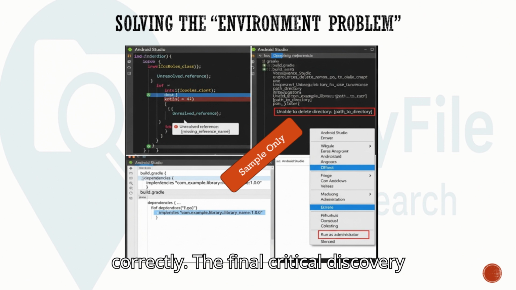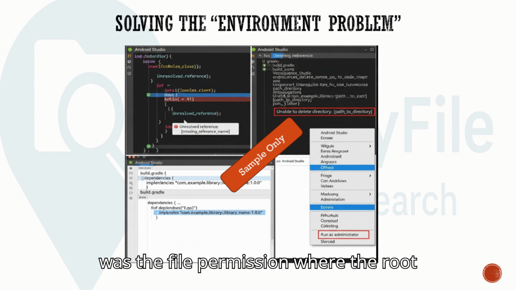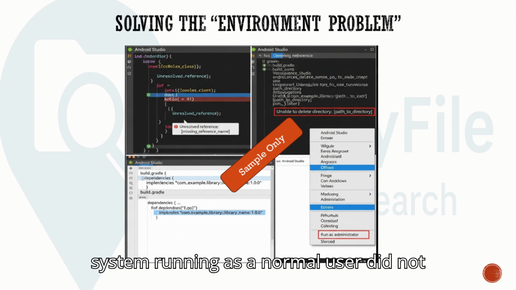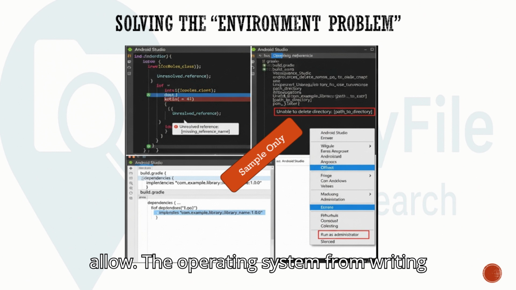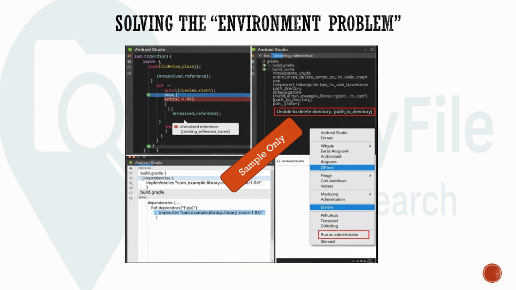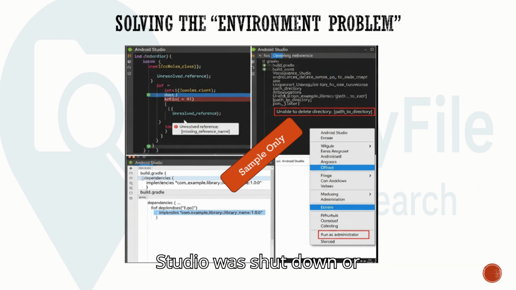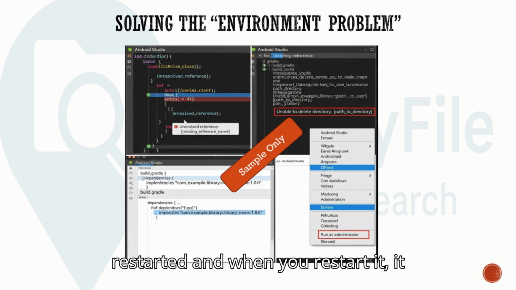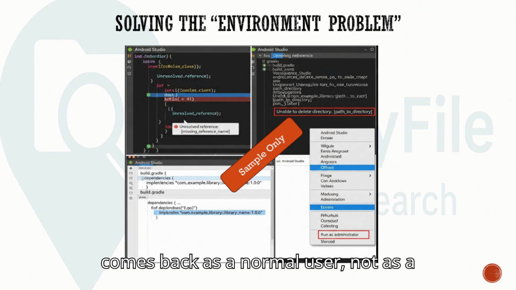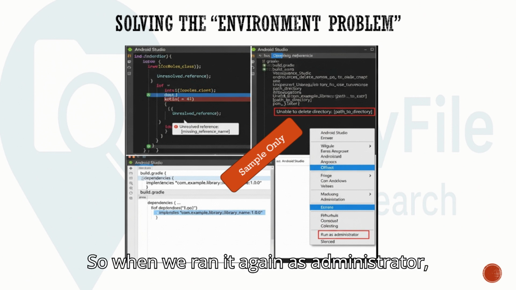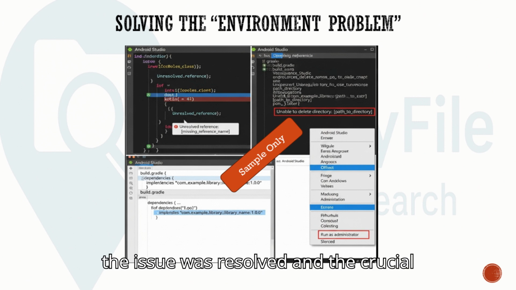The final critical discovery was the file permission, which was the root cause. The Gradle build system, running as a normal user, did not allow writing the downloaded libraries into its cache. And this happened because Android Studio was shut down or restarted. When you restart it, it comes back as a normal user, not as an administrator. So when we ran it again as administrator, the issue was resolved.